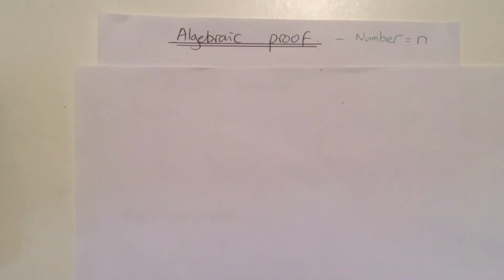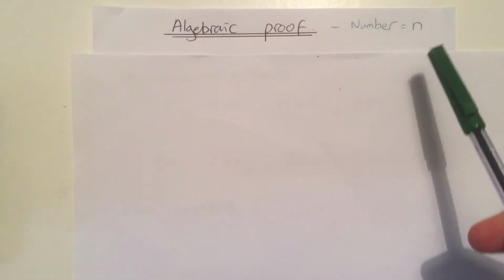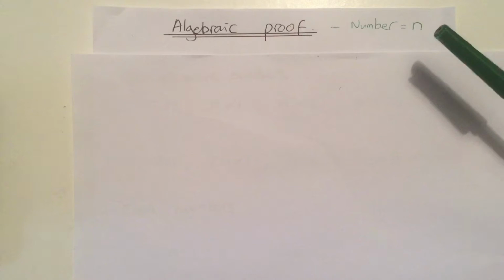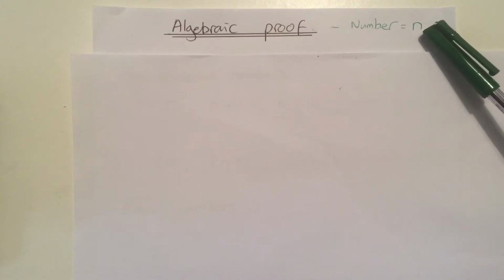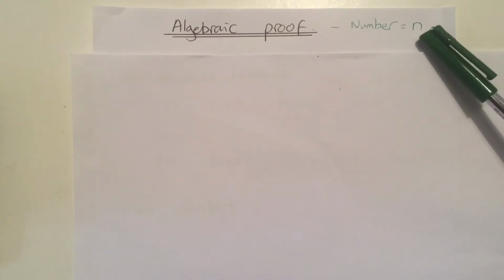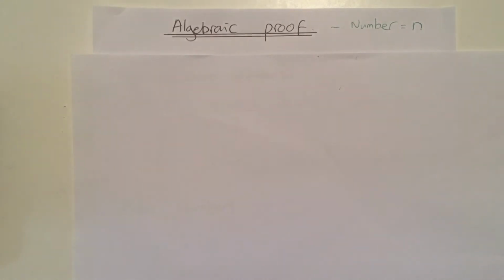So like I say, we cannot use specific numbers for this. So we have to use algebra. So instead of thinking of a specific number, we're going to think of the number n, and that n can represent any number at all. And if I can prove that a statement works for n, for any number, then I know it will always be true.